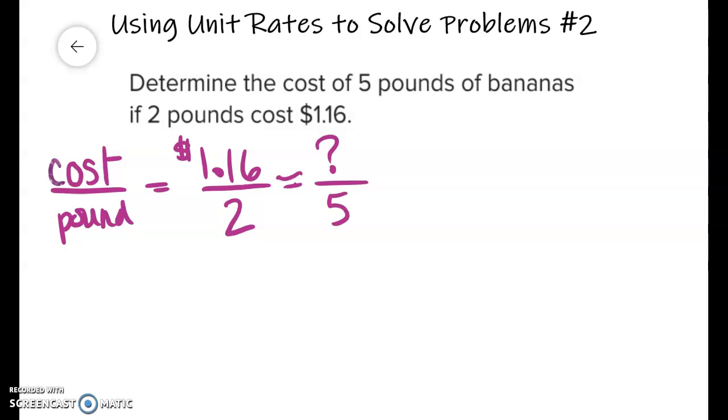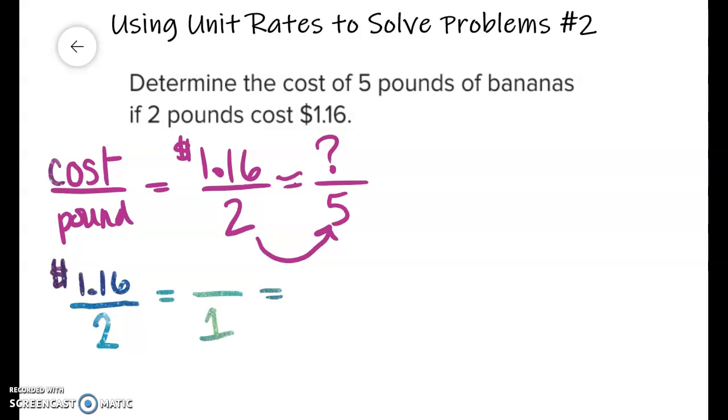Well, here it wouldn't make any sense to try to change a 2 into a 5. There is no good way to do that. So that's why you would resort to using a unit rate. So what we have is $1.16 or 1.16 over 2 for the 2 pounds. And we're going to find the cost of 1 pound and then use that cost of 1 pound to find the cost of 5 pounds.